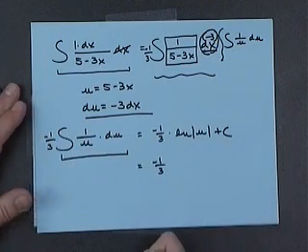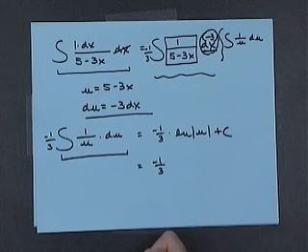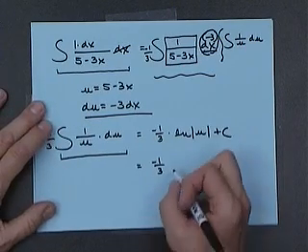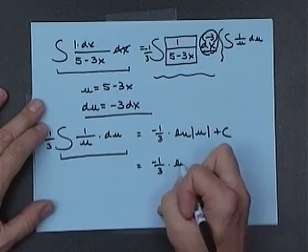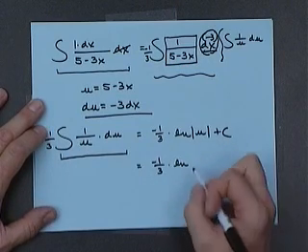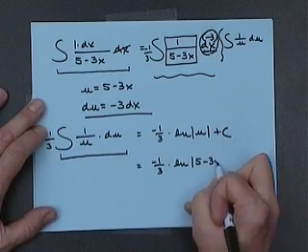So we got it looking simpler so we could integrate it. We now integrated it. We now change back to the original variable. Everywhere we see a u, we replace it with 5 minus 3x.